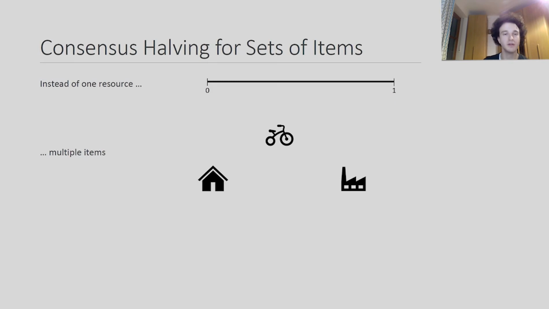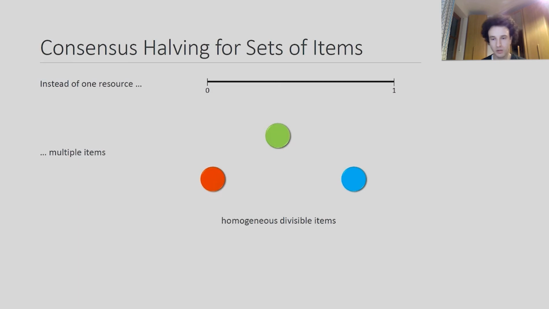So how do we model these items? Well, we basically model them as homogeneous divisible items. Let me briefly explain what we mean by this. So first of all, the items have to be divisible, otherwise it's easy to see that you might not be able to find a consensus halving, it might not exist. So we consider divisible items, which means that when you divide them into two parts, basically, you can have 50% of the item on one side, 50% on the other side, or 20% on one side, 80% on the other side.